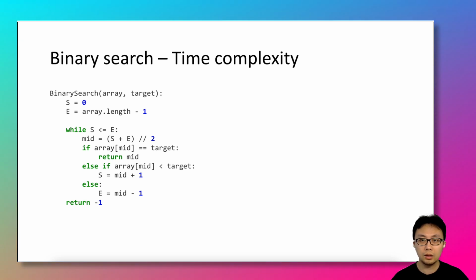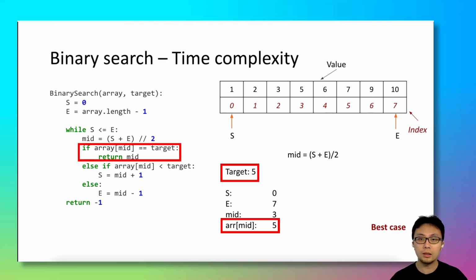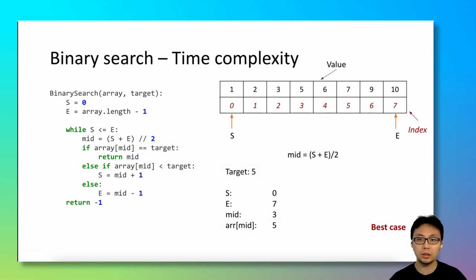The best case is trivial. It happens when the element sitting in the middle of the array is equal to the target. Like this example, where the target is 5, and the element sitting in the middle of the input array is also 5. In this case, this line will be triggered, and the middle index will be returned. The while loop will be terminated in one iteration. That said, binary search only takes a constant number of steps, or say constant time in the best case.